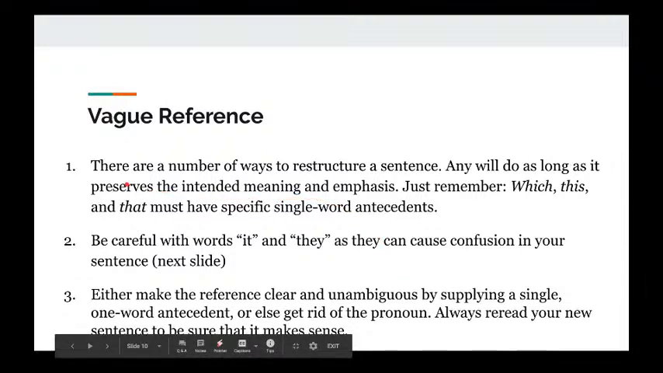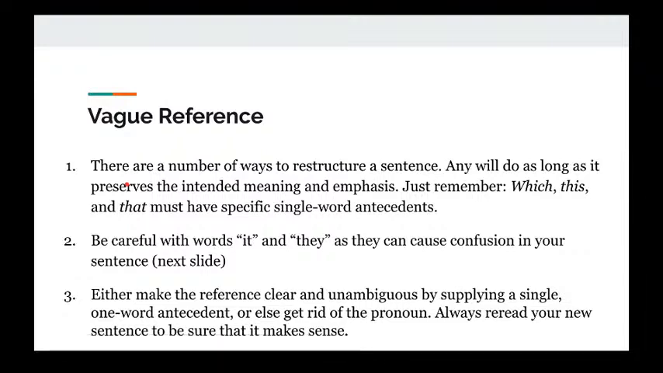Rule number 2, be careful with the words it and they, as they can cause confusion in your sentence. I go over this rule more in detail on the next slide. And rule number 3, either make the reference clear and unambiguous by supplying a single one-word antecedent, or else get rid of the pronoun. Always reread your new sentence to be sure that it makes sense.